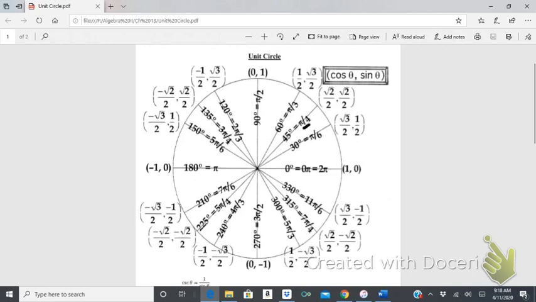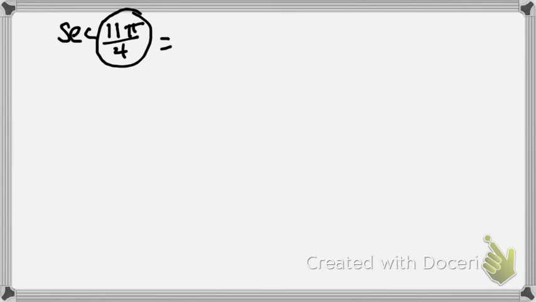So this is 1 pi over 4, 2 pi over 4, 3 pi over 4, 4 pi over 4, 5 pi, 6 pi, 7 pi, 8 pi, 9 pi, 10 pi, 11 pi, right here. So that means that this is the exact same thing as 3 pi over 4. I just went around the circle a couple more times. So now, this is the exact same thing as saying the secant of 11 pi over 4.